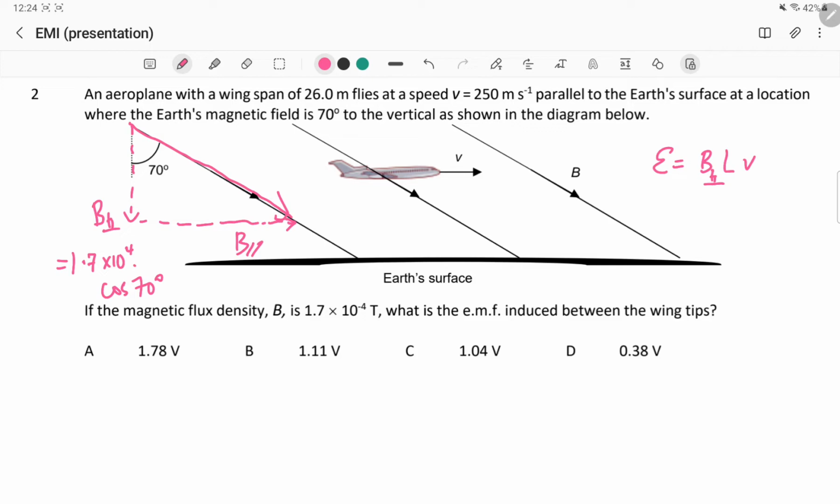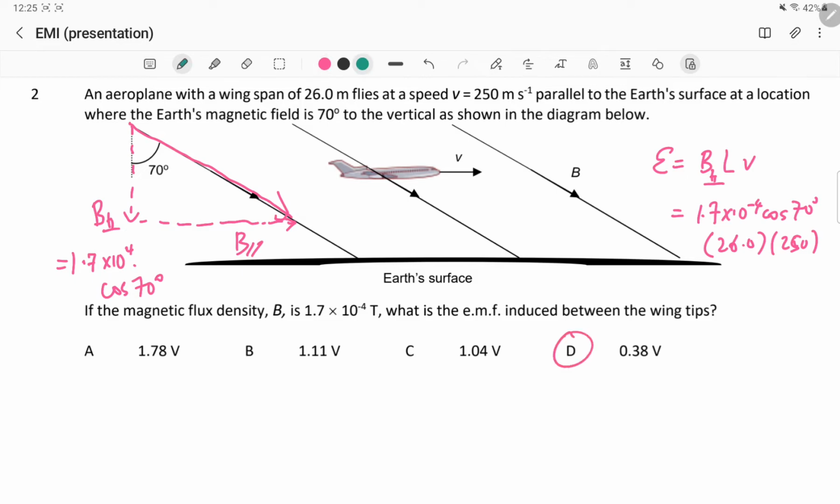So we substitute them into the formula here. You have 1.7 times 10 to the power of minus 4, cosine 70, times 26.0 times 250. So the answer will be option D.